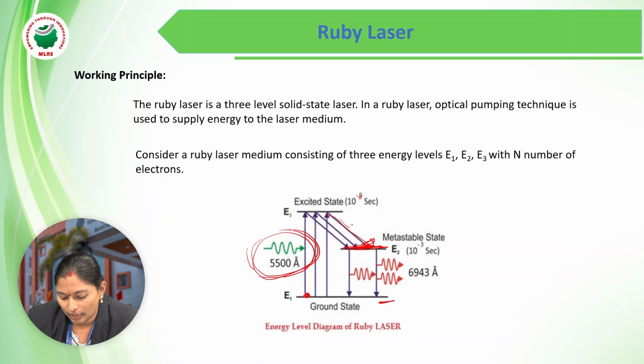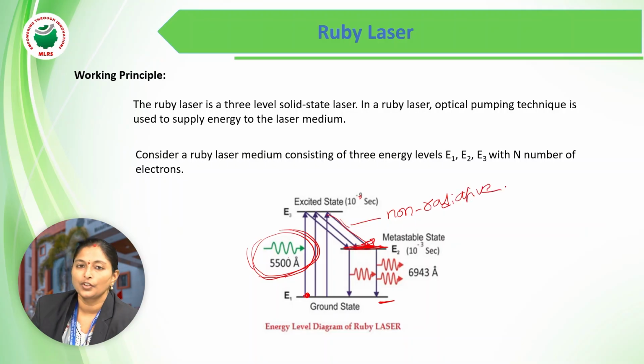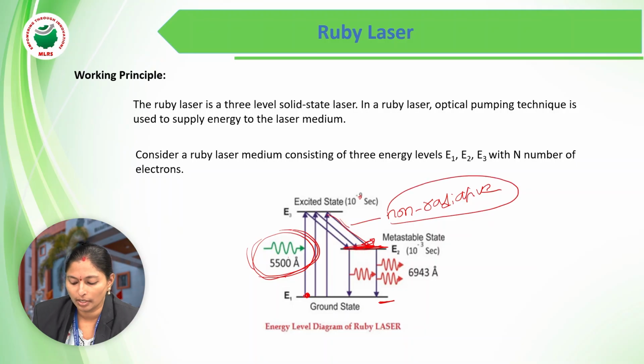Here we are getting a non-radiative transition. There are two types of transitions: one is radiative and the other is non-radiative. Non-radiative means the emitted energy is going to be used as heat energy. It is not useful for us. Due to this also, our system is going to heat up. That is another reason we are using coolants also.